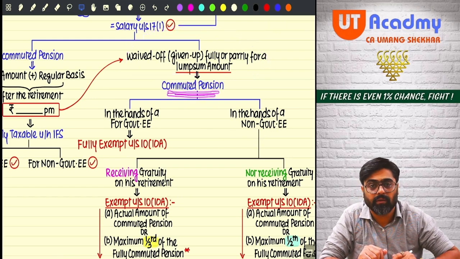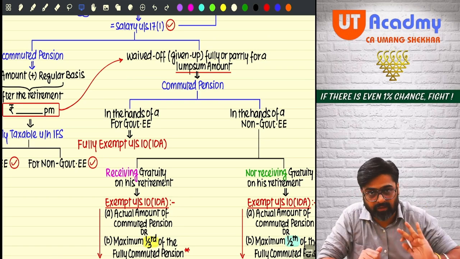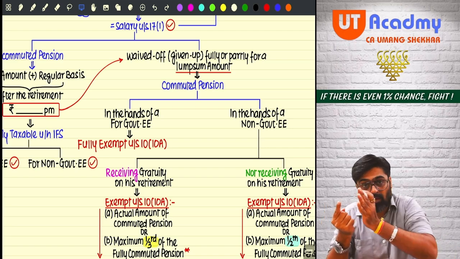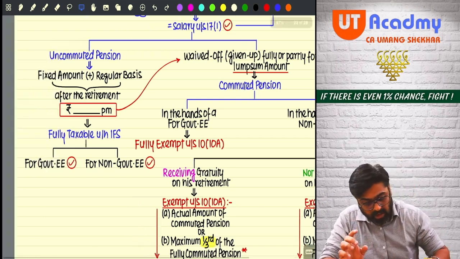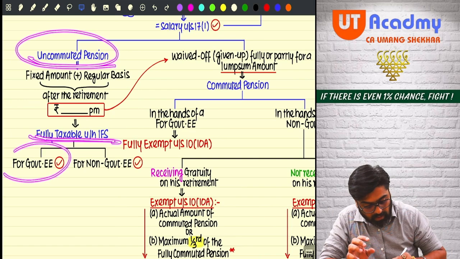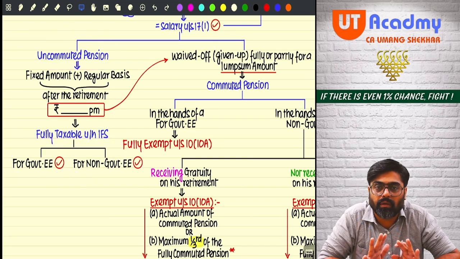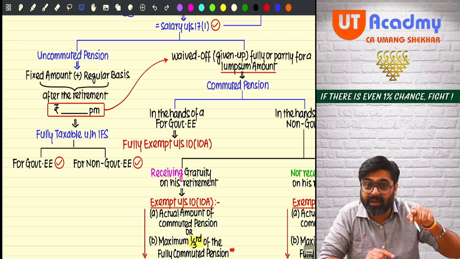So first of all, tell me, this lump sum which comes in your hands, this is known as what? Commuted pension. And this commuted pension which you are getting will be exempt. But the fixed amount which you are going to get, if you are not commuting that and you are getting that fixed amount on a regular basis, that is your uncommuted pension, that will be fully taxable whether you are a government employee or a non-government employee. Sure?